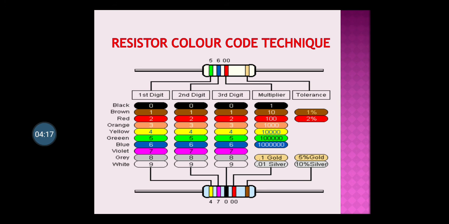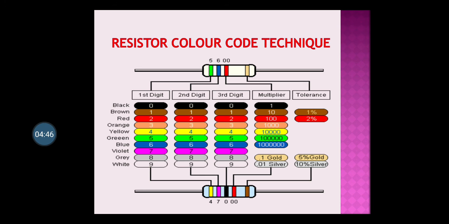It is called the multiplier because this number is multiplied with the 2-digit number formed by the first two bands. That's why it is called the multiplier. Then red is 10 raised to 2, orange is 10 raised to 3, and so on. This is the multiplier, and then comes the tolerance.